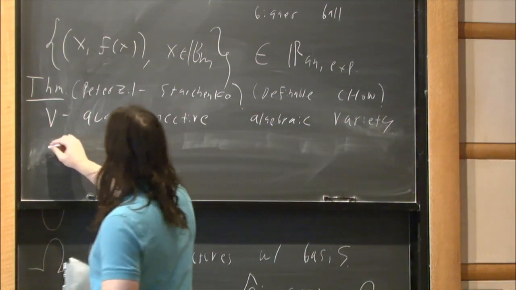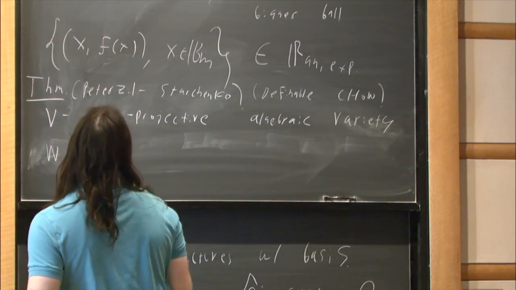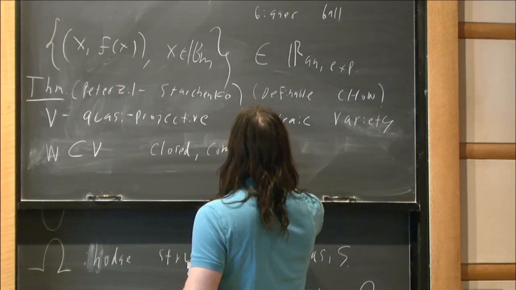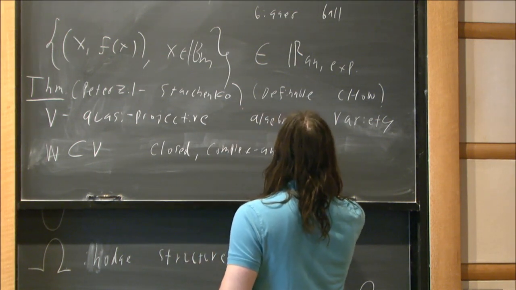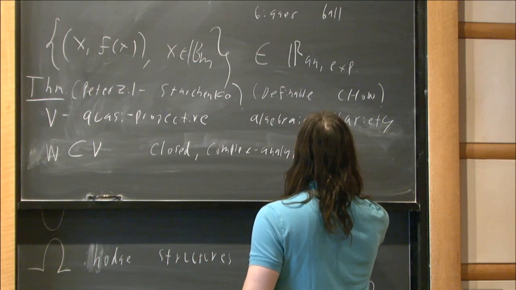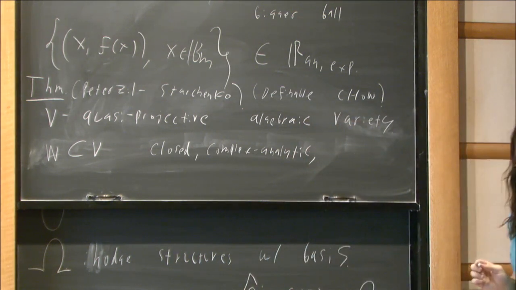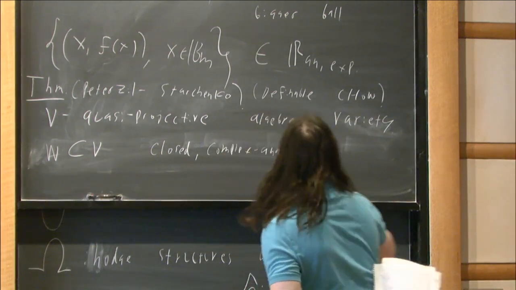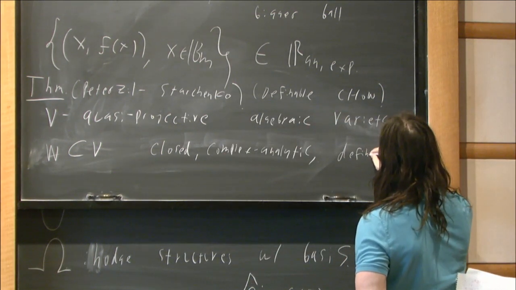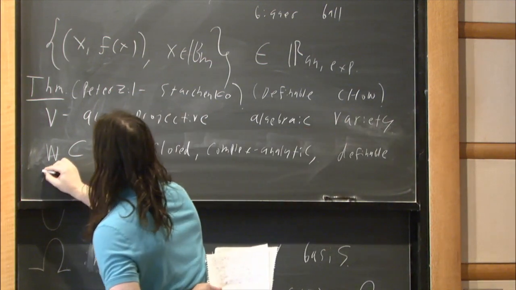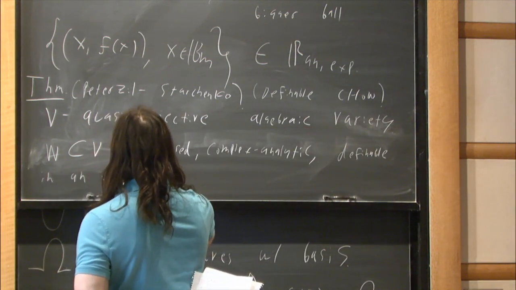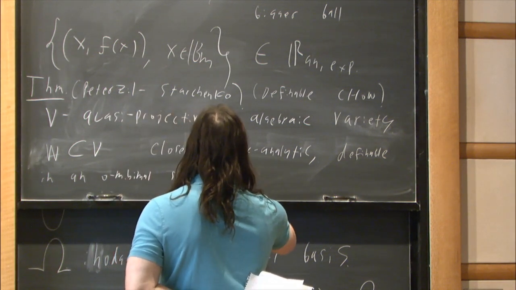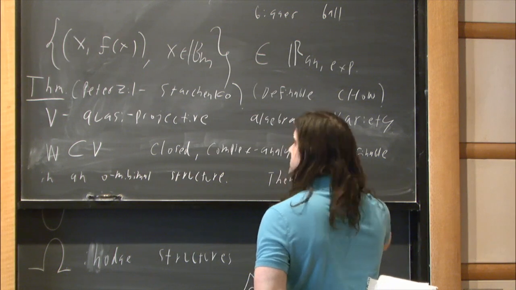Okay. And take W inside V to be closed, complex analytic. So at every point, it's given by the zeros of a complex analytic function. I'm sorry? Ordinary complex topology. Ordinary complex topology, yeah. And you want W to be definable in an o-minimal structure, which I haven't said what that means yet. Then W is algebraic.